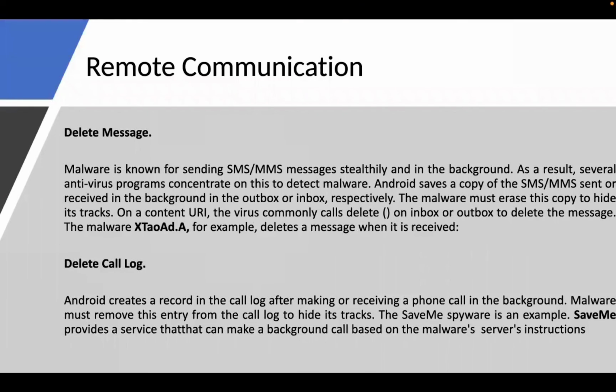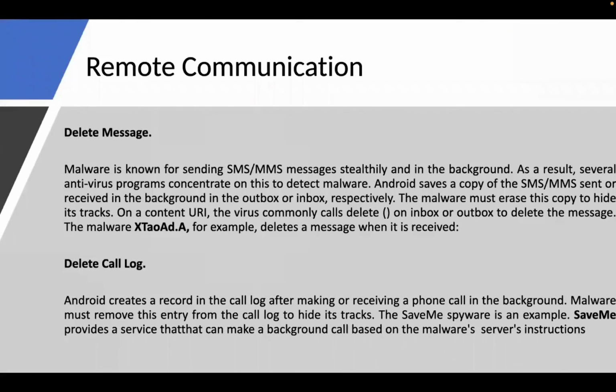Now I'm going to discuss remote communication and system reminders. In remote communications, we have four types. They are delete message. Malware is known for sending SMS or MMS messages stealthily in the background. As a result, several antivirus programs concentrate on this to detect malware. Android saves a copy of this SMS in the inbox or outbox respectively. The malware must erase this copy to hide its tracks. On a content URI, the virus commonly calls delete on the inbox or outbox to delete the message. An example of such malware is Xtaved.A. This one deletes a message when it is received.